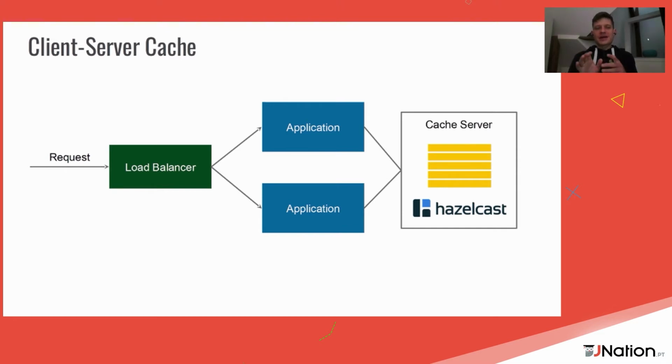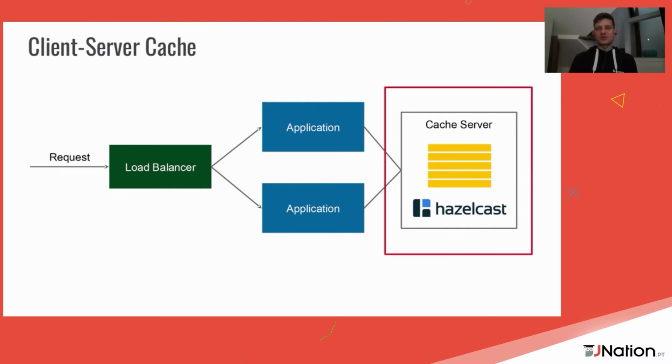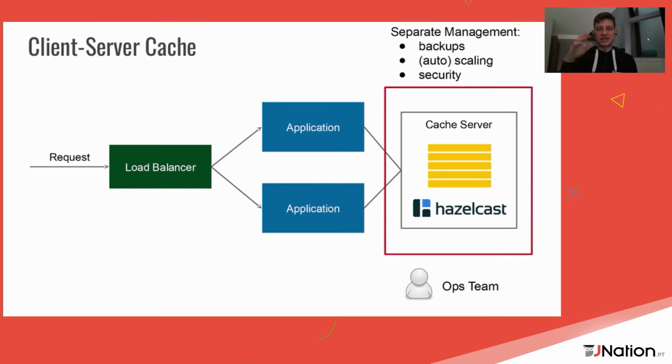So if you compare client server to embedded topology, there are two main differences. The first one is we have this guy on the diagram, and this thing on the diagram needs to be separately managed. Like you have to think about backup. It scales up and down separately. It needs some security and so on. So you usually will need some ops team or some DevOps effort. Generally, someone will have to maintain it. Obviously, you can automate it, but still it requires some effort.